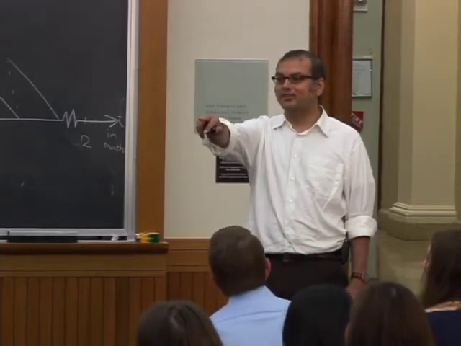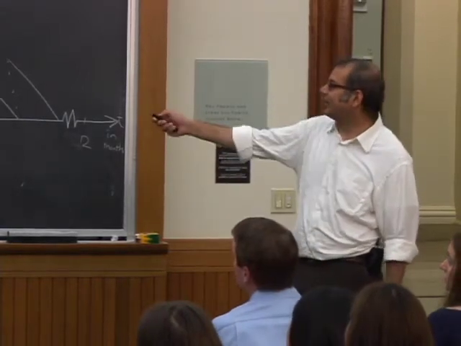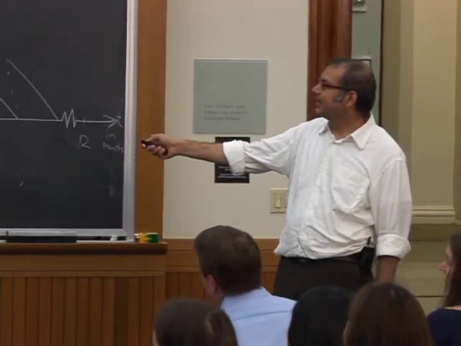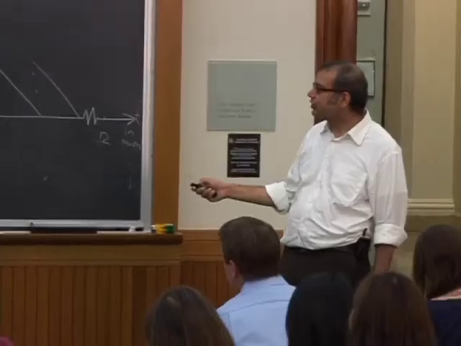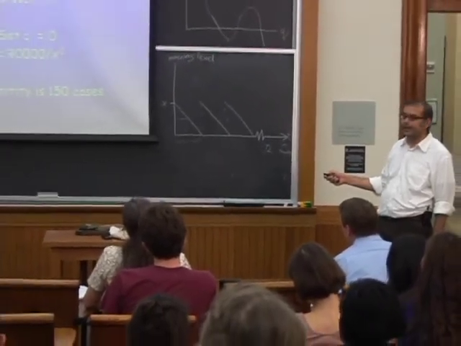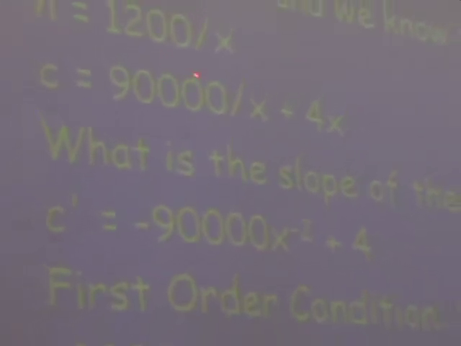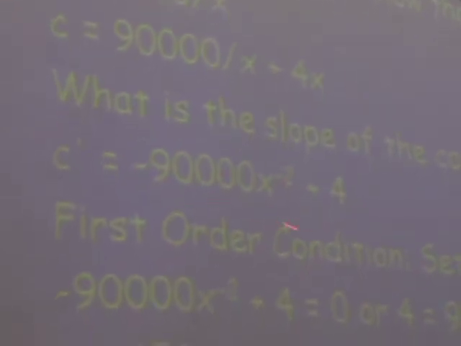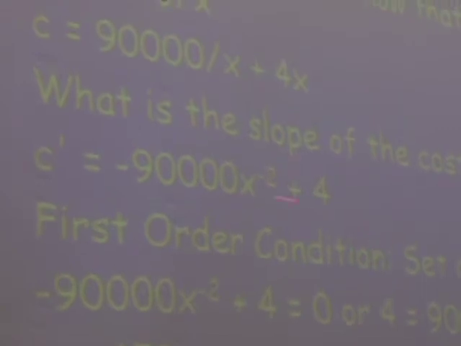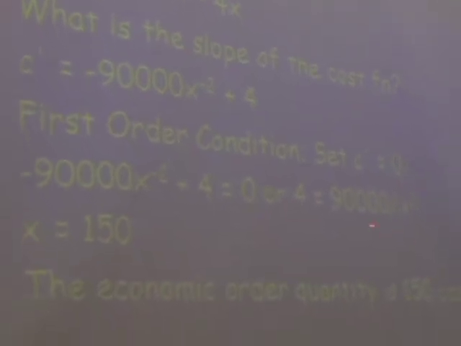I hear some muttering over there. Alan, do you want to tell us? Take the derivative and set it equal to 0. Okay, take the derivative of this, set it equal to 0, and find the values of x for which that's true, right? So we take the derivative here, just apply the power rule. This is really 90,000 times x to the minus 1. So when I take the derivative, it becomes minus 90,000 x to the minus 2 plus 4. Set that equal to 0 and solve for x.